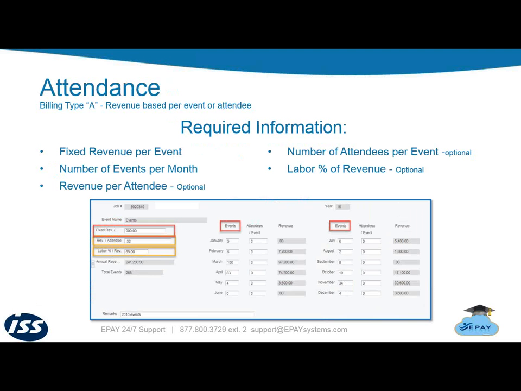For attendance-based jobs or the billing type A, revenue-based pre-event or attendee, there are two required fields in JDE, those being the fixed revenue per event and the number of events per month. There are two optional fields depending on how the job runs and the contract that you have with that customer. We can also budget revenue per attendee and labor percentage of revenue.